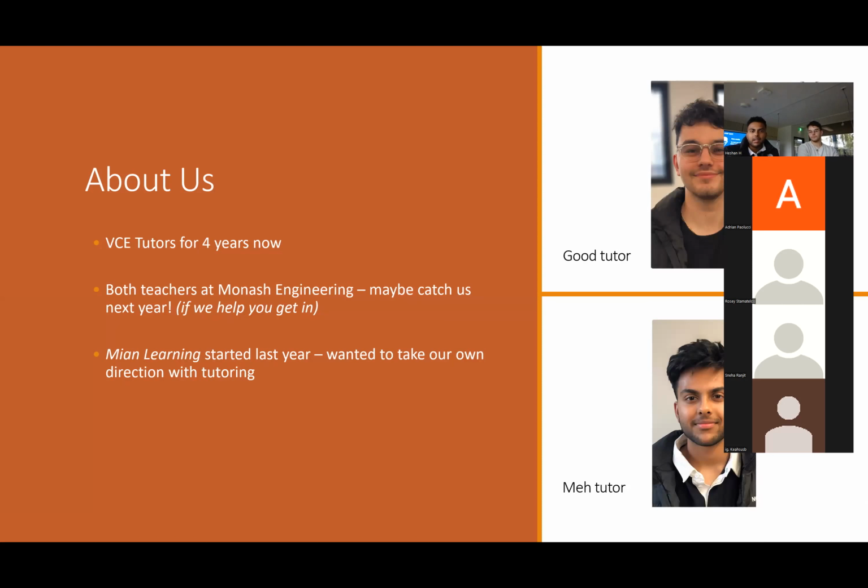What that means is if you get into engineering at Monash, there's a high chance that one of us or both of us are going to be teaching you next year. Yeah, if you let us help you get in. If you're with us, then you definitely get in. If not, then it's 50-50, I guess. So next year we'll probably be teaching if you study engineering at Monash University.